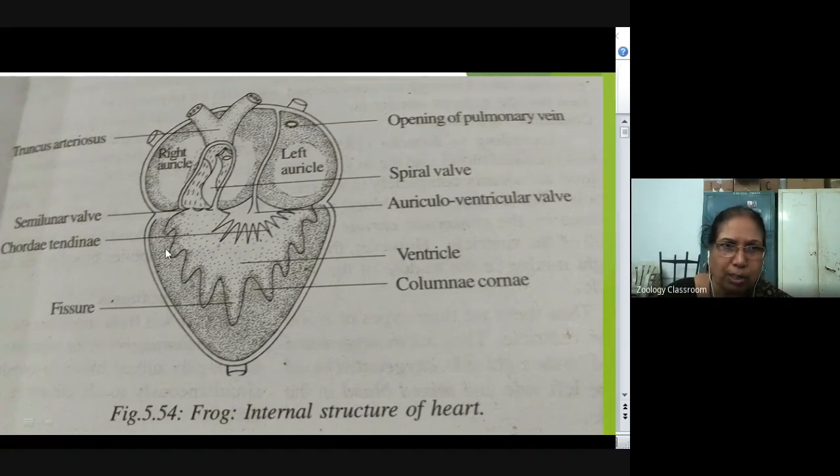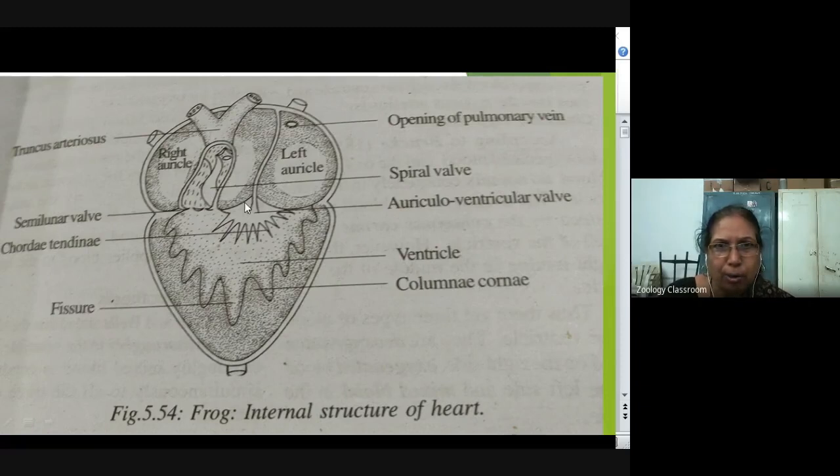So this truncus arteriosus opens through the right side, and it consists of a spiral valve. This spiral valve divides the conus arteriosus into the cavum pulmocutaneum and cavum aorticum. The upper side of this conus is called the phalangium and synangium. The spiral valve directs blood towards the cavum pulmocutaneum, to the lungs and skin, and the cavum aorticum to the systemic aorta. This is the muscular ventricle, showing fissures and trabeculae.